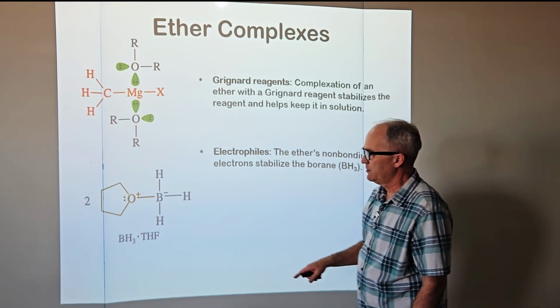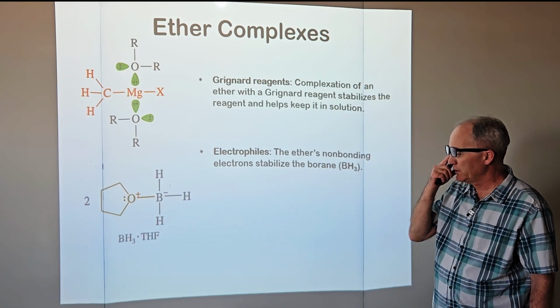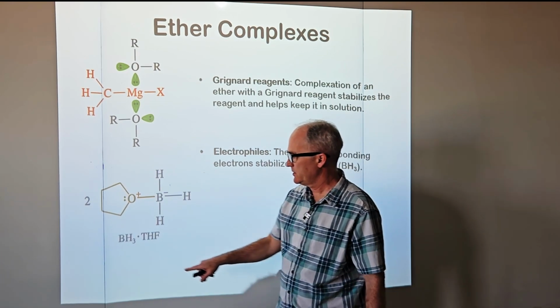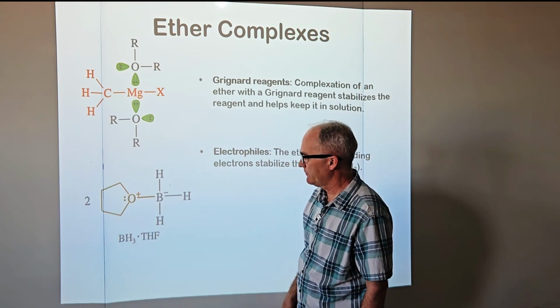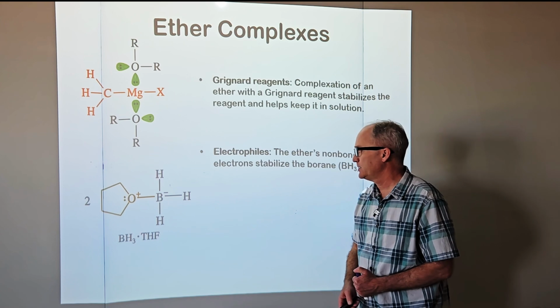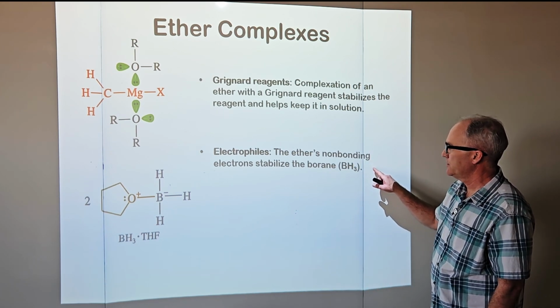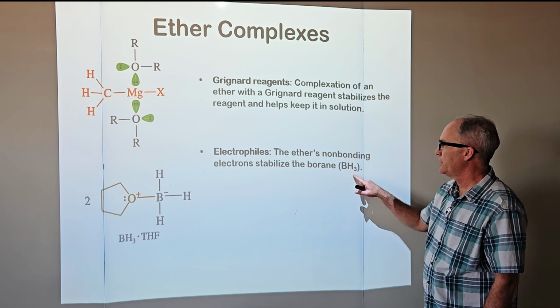And here is something I alluded to earlier, the anti-Markovnikov hydration of a double bond. The first thing you added was this BH3·THF, and then you would add the hydrogen peroxide under basic conditions. For electrophiles, the ether's non-bonding electrons stabilize the borane.